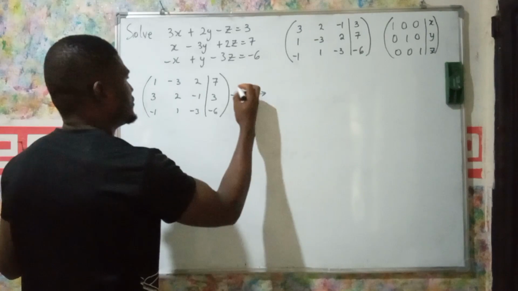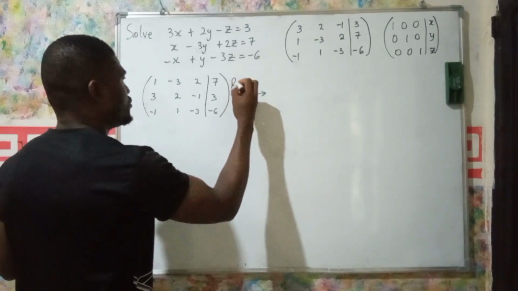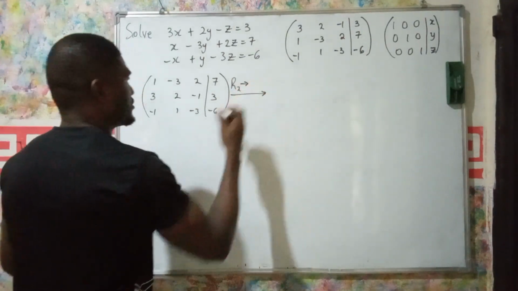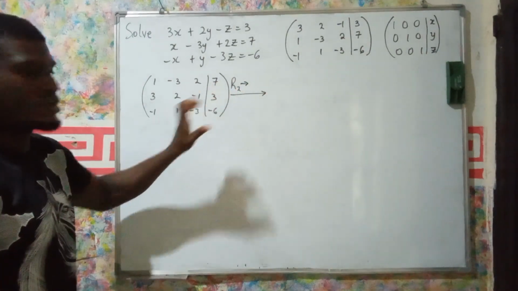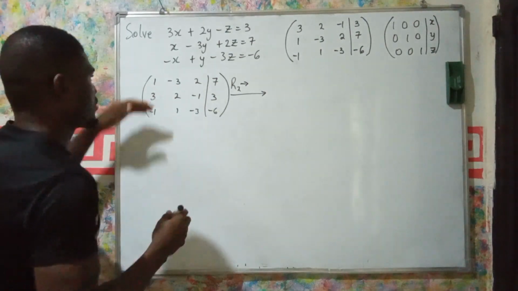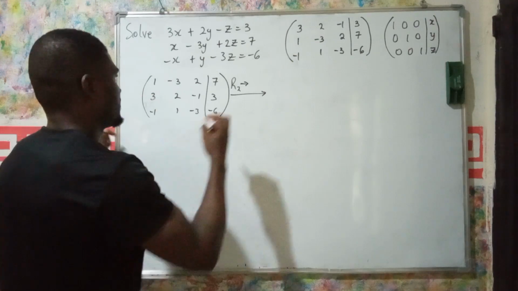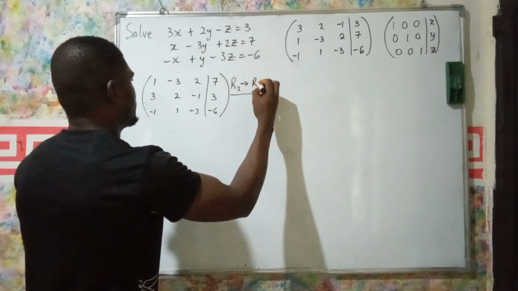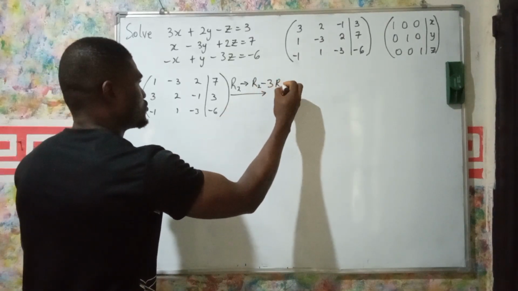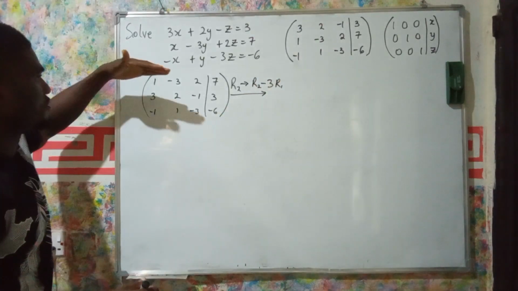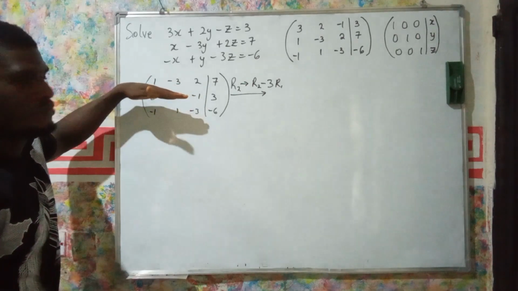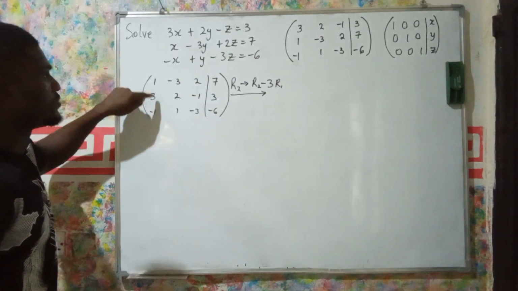We're going to say that the new second row would be the second row minus 3 times the first row. So that means we multiply the first row by 3 and then subtract it from the second row. We are going to eliminate this point, making this point 0.